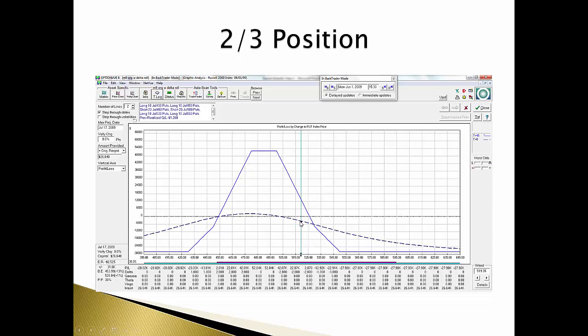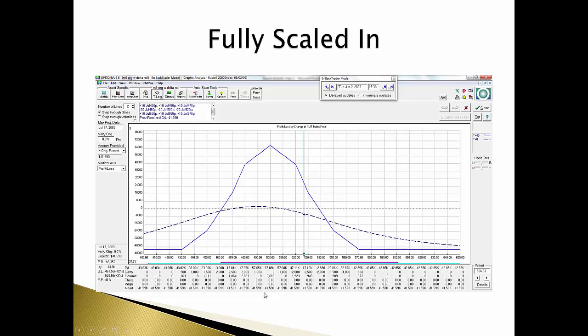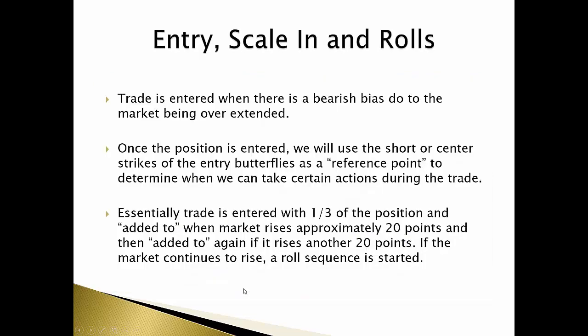If the market goes up and we're wrong, we add in, and now we have 2 butterflies. In this case, again, the market went up, we added a second butterfly. If the market comes down, we make our money. If the market continues to go up, we get fully scaled in. We go in 3/3. And again, we're waiting for the market to come down and for us to make our money in here. So essentially, that's what it looks like: 1/3 entered, 2/3 entered, and 3/3 entered.